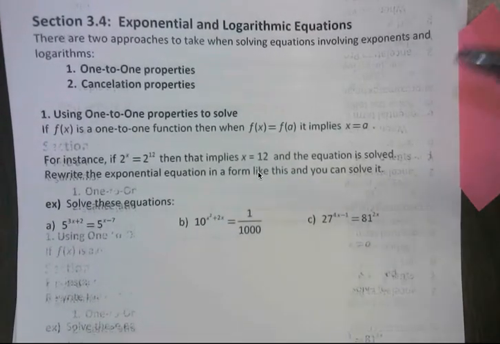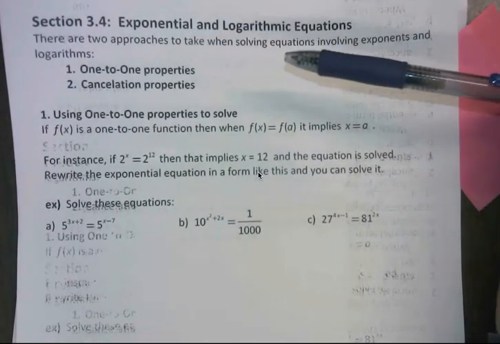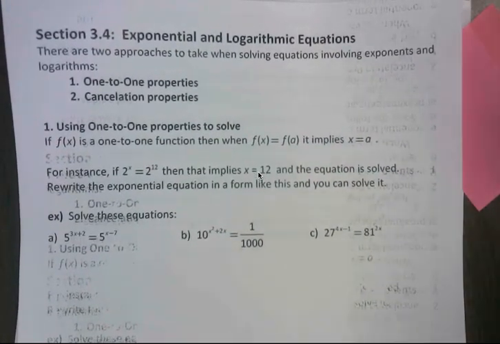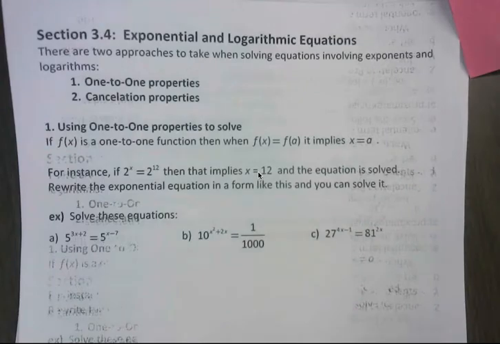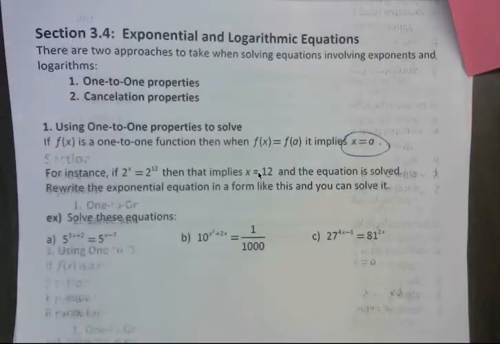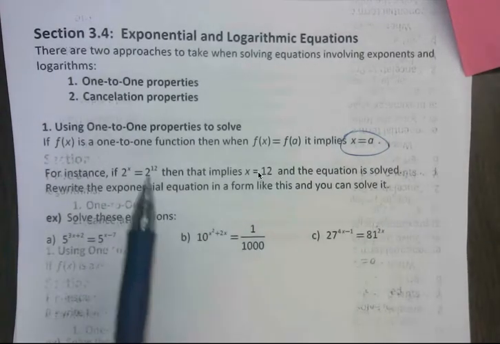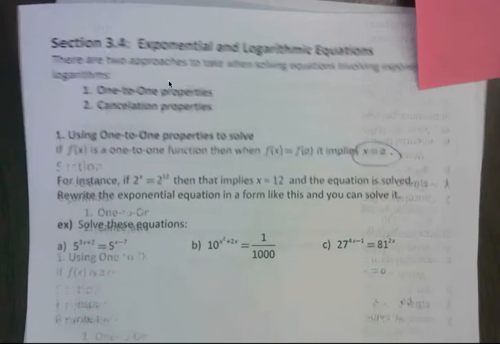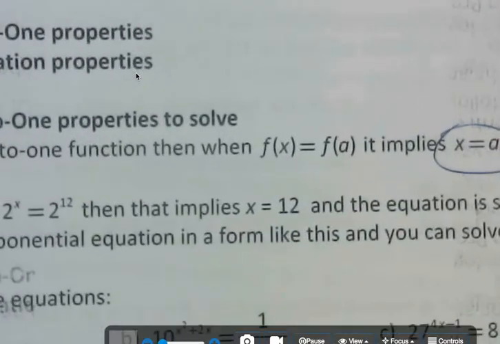With 3-4, we'll now be solving exponential and logarithmic equations. We'll get some answers. We finally go back to x equals some number. Those are all cool. We'll see two approaches that we can take when solving equations with exponents and logarithms: the one-to-one properties and cancellation properties.